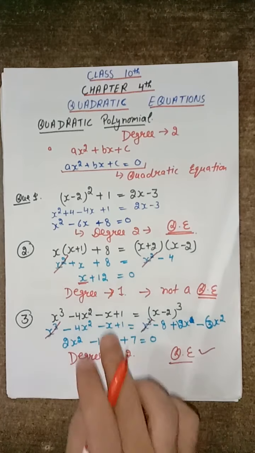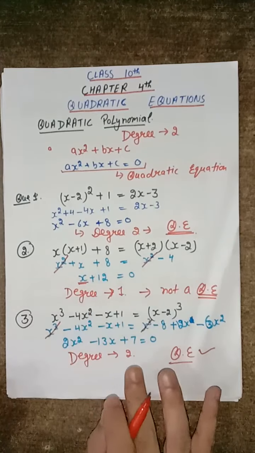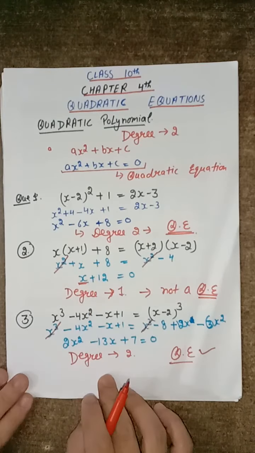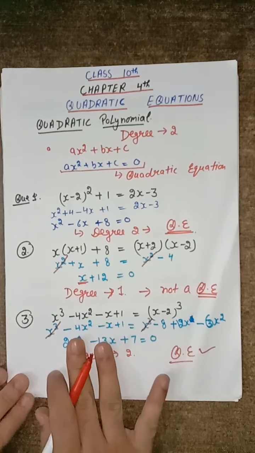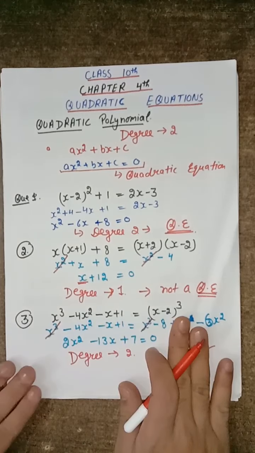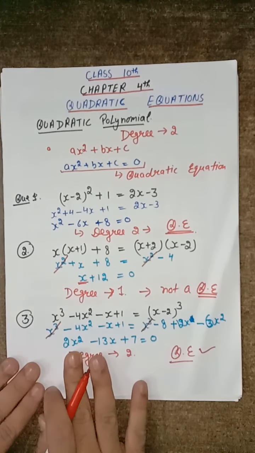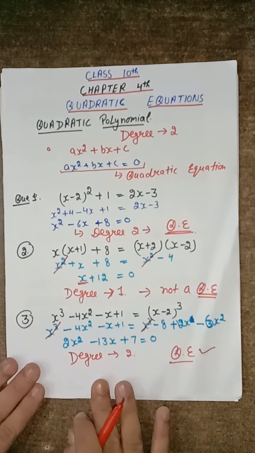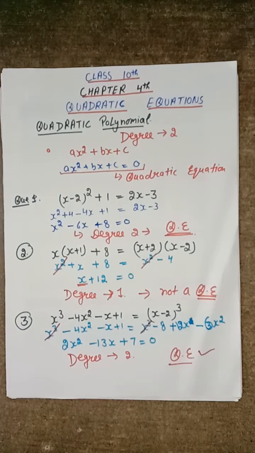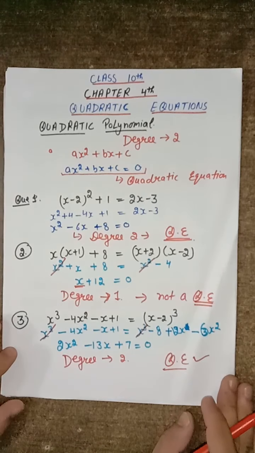So students, we cannot find directly by seeing this x cubed that it is a cubic equation. We have to first simplify both sides, that is the left hand side and the right hand side, to make a simple form of that polynomial. Then we will find the degree and say that this is a quadratic equation if the degree is 2. Otherwise this is not a quadratic equation.